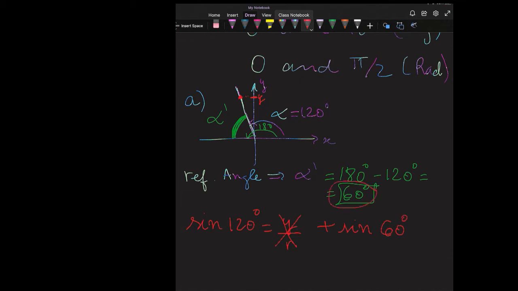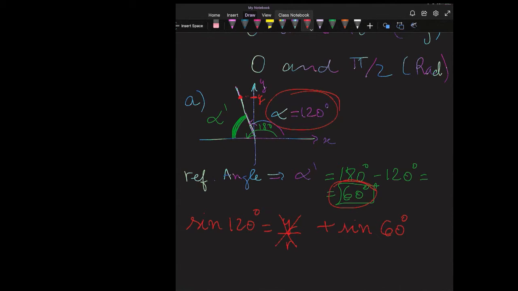Meaning the reference angle and the angle that I start with, they have the same sine value, except sometimes for the plus and minus. Sometimes it's going to be minus. It depends on the quadrant. Remember, the acute angles, they all have everything positive. The values will always be positive. But as you move to other quadrants, that may change.